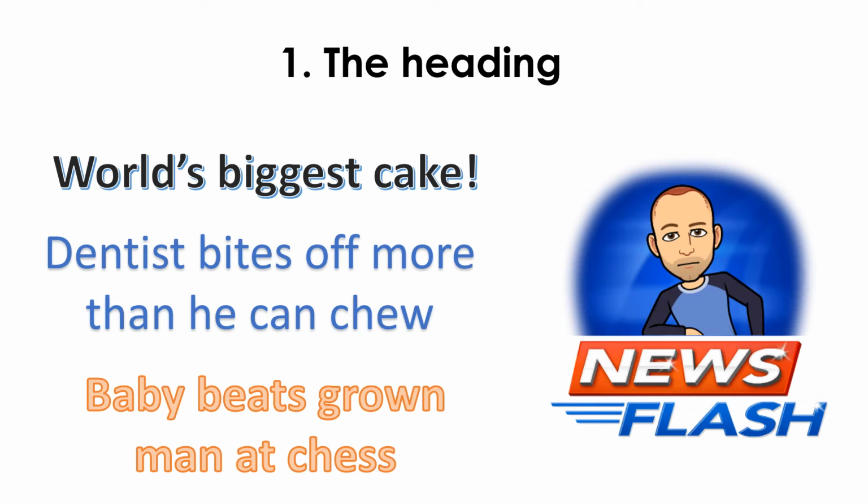So first of all, we have the heading. Now this is your chance to grab your audience's attention. It needs to give the reader an idea of what the article is about, and in some cases, depending on the subject that you're writing about, it can either be funny or shocking. And here are a few examples. So we've got world's biggest cake. Dentist bites off more than he can chew. Baby beats grown man at chess. So I'm either going for shock value or something that might be funny for my audience.